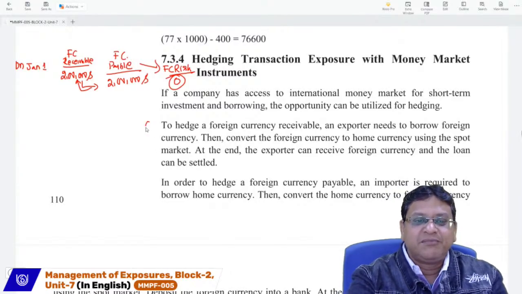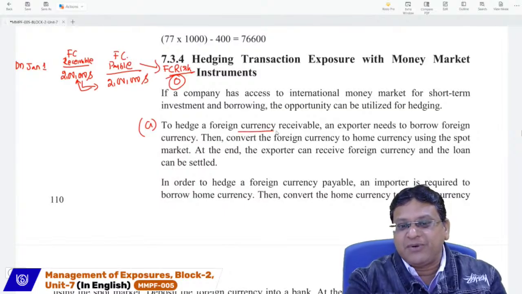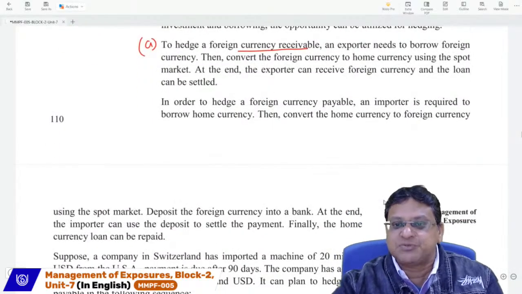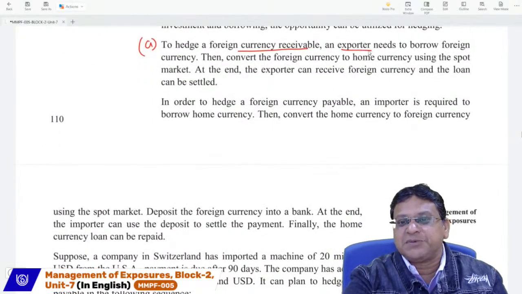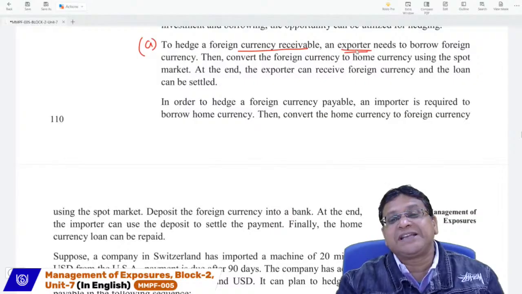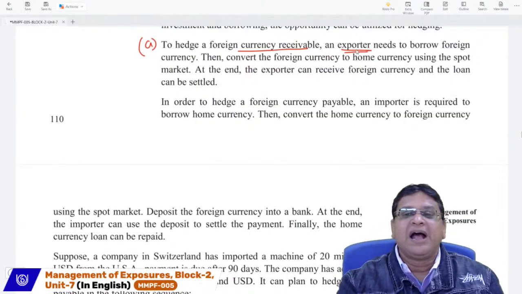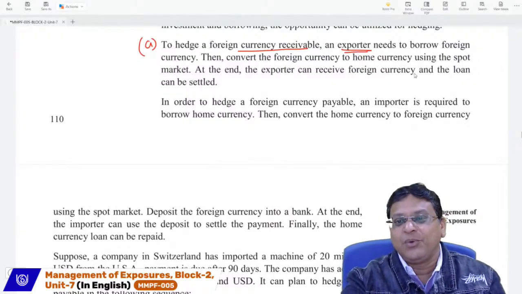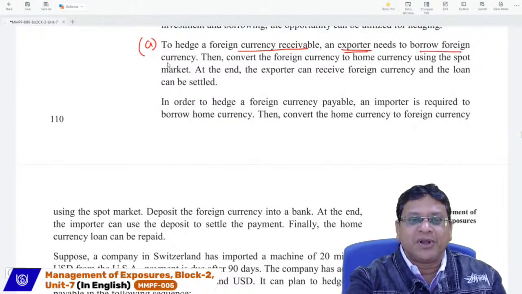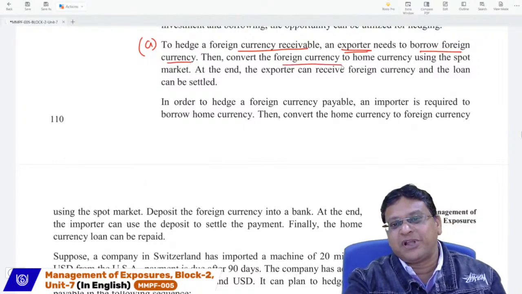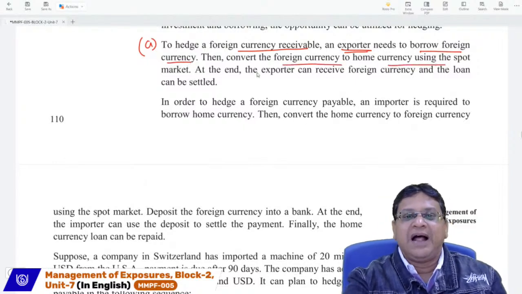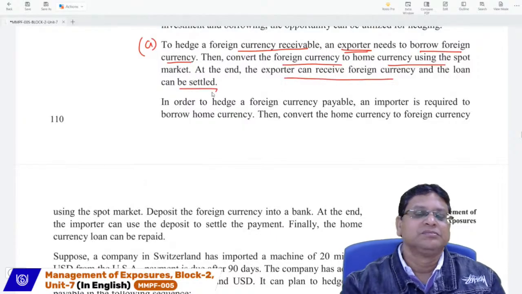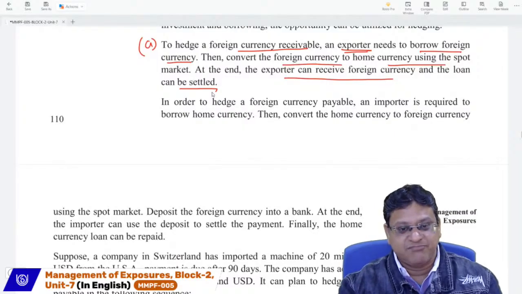So how is it done? First, if you have a foreign currency receivable, who has a foreign currency receivable? I have already told, exporter. So exporter has a foreign currency receivable, he will create a foreign currency payable. How can he create a foreign currency payable? By taking a foreign currency loan. So he will borrow in foreign currency, then convert the foreign currency to home currency, and then he can receive foreign currency and pay the loan and hedge his risk.